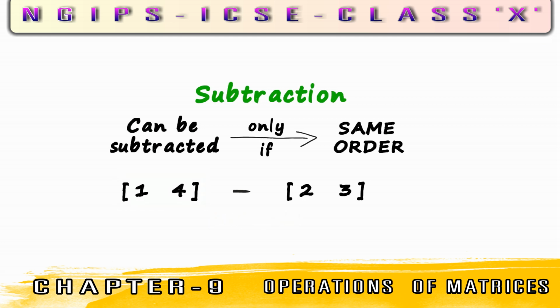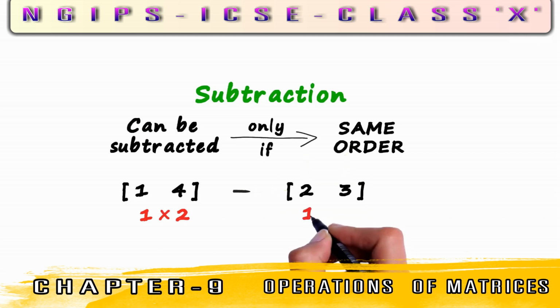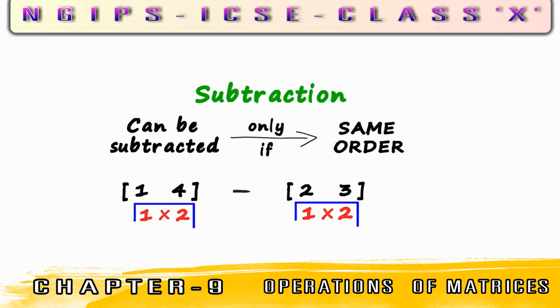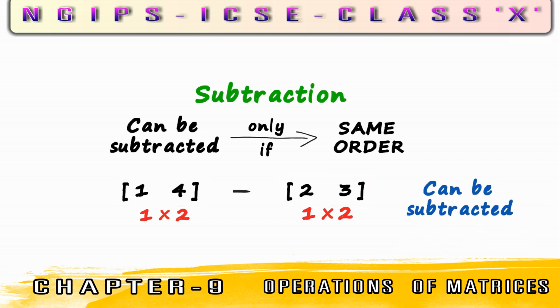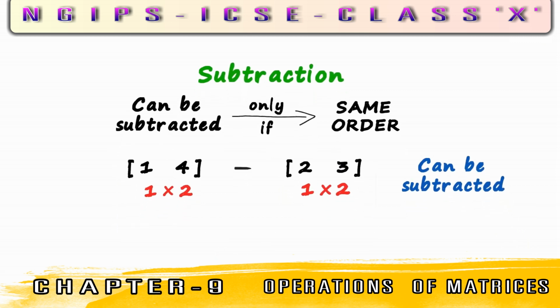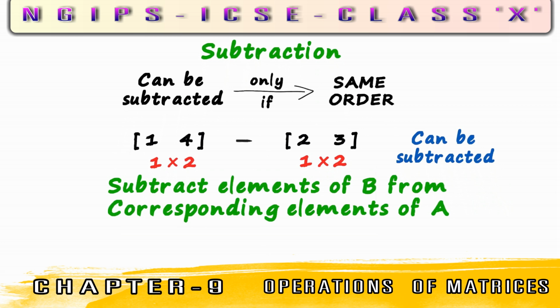The first matrix has one row and two columns. Its order will be 1 by 2. And as the second matrix also has just one row and two columns, its order is also the same, 1 by 2. Subtraction is possible here. The second matrix can be subtracted from the first one. But how do we subtract it now? If we assume this to be A minus B, we need to subtract the elements of B from the corresponding elements of A. 1 and 2 are the corresponding elements, 4 and 3 are the corresponding elements.